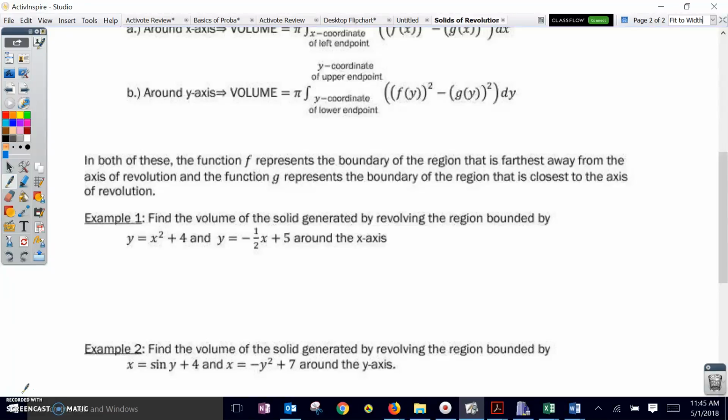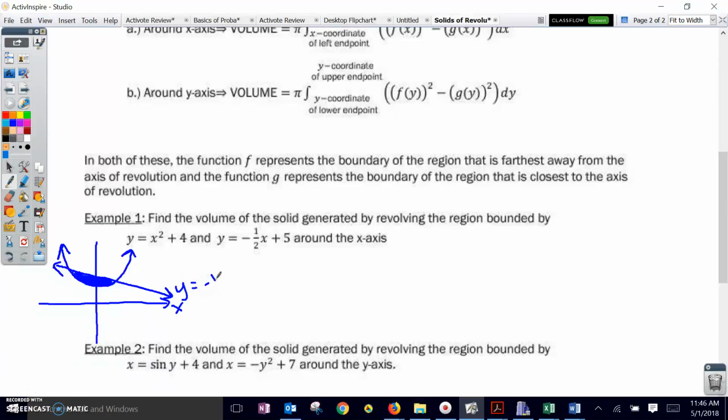All right, in this first example, we're going to find the volume of the solid generated by revolving the region bounded by the curves y equals x squared plus 4 and y equals negative 1/2 x plus 5 around the x-axis. First thing we're going to do, again, is just sketch ourselves a quick little graph of this situation. So we've got y equals x squared plus 4 right there, and y equals negative 1/2 x plus 5 right there. And so the region bounded by these curves is this region right here. And we're going to revolve this around the x-axis.